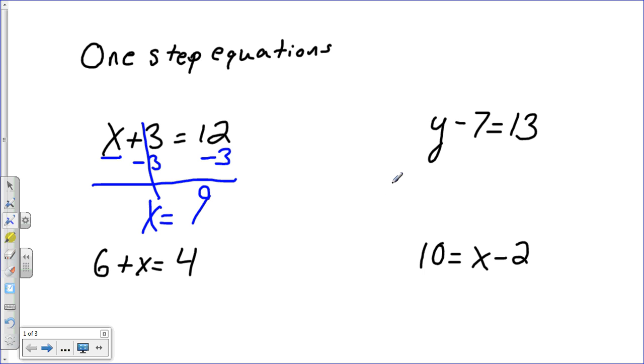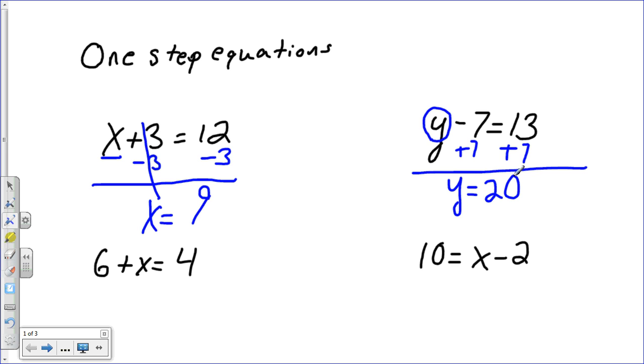Let's go over to this one. We got y minus 7 equals 13. We need to get this y by itself. So we have to move this first. We have y minus 7. Opposite is addition. Do it to both sides. These cancel out on the left. Y equals 13 and 7 gives us 20.